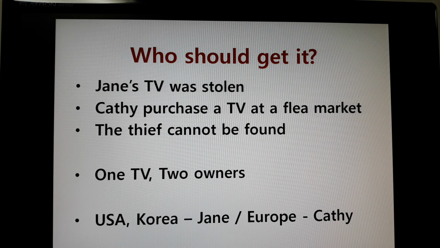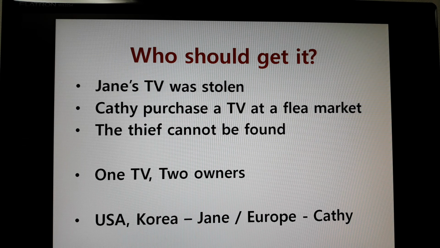So it's proven what Kathy has is Jane's stolen TV. But that does not mean Kathy is a thief or anything because she purchased the TV a week ago at a flea market at a reasonable price. The truth is, some thief stole Jane's TV and sold it to Kathy at a lower reasonable price. So Kathy is happy to buy it without knowing the TV was originally Jane's and the guy who sold it to her is a thief.